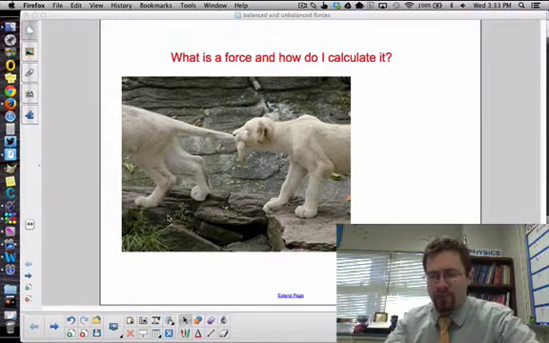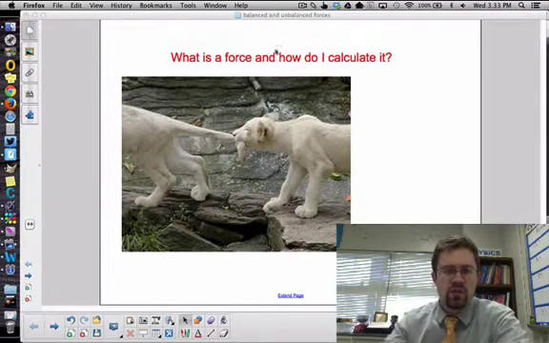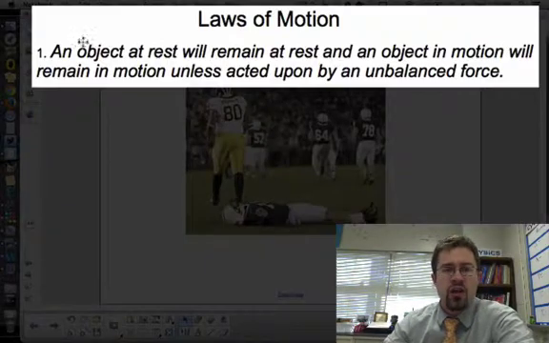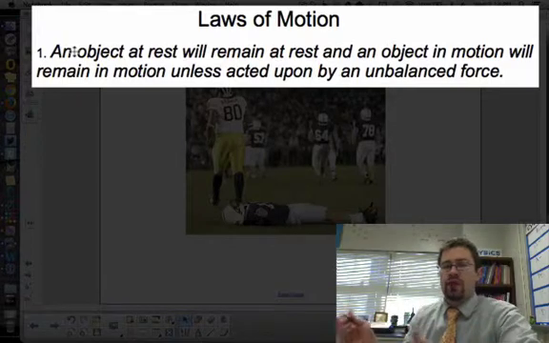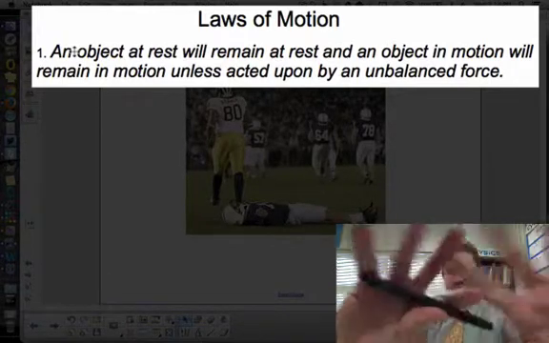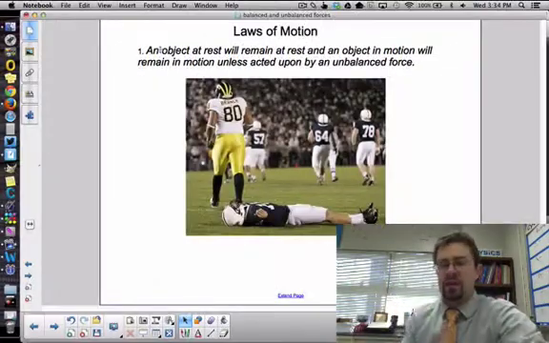So first of all, I want to review some things. We're going to talk about Newton's first law in a moment. Newton's first law is that an object at rest will remain at rest and an object in motion will remain in motion unless a force is acted upon it.